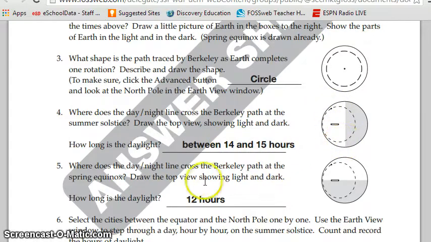And then if we go down to the next question here, question 5, it's talking about where the line crosses Berkeley for the spring equinox, and we can see it goes across from the left to the right. With the spring equinox, we want to have, again, equal hours of daylight and equal hours of darkness. So we want to cut the circle right in half, half of the circle in daylight, half of the circle in darkness, and we can see with the dotted lines, that's exactly what we have here.